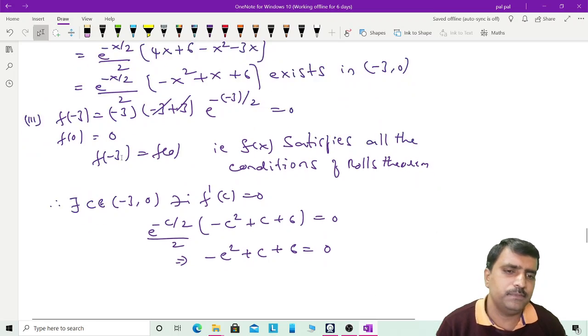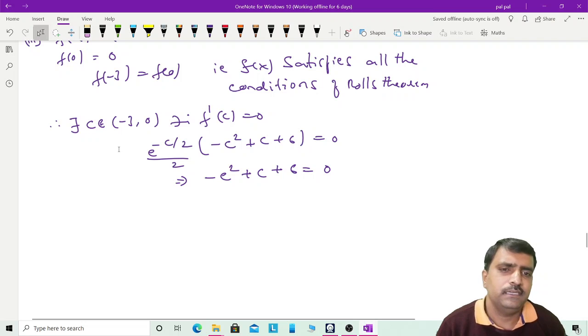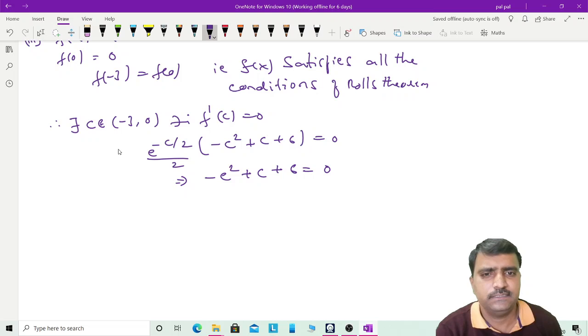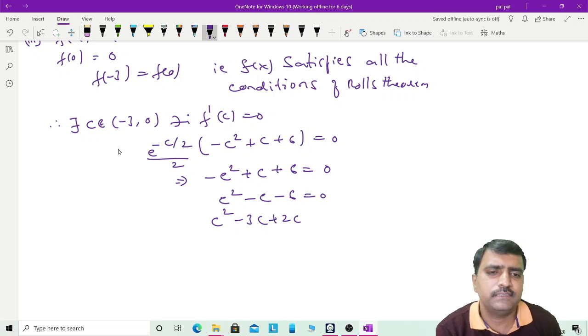And if possible, you find the value of C here. If it is possible to factorize this, you factorize and check the value. So once again we can write this as C square minus C minus 6 is equal to 0. Can we factorize it? So minus 3C plus 2C you can write. 3 times 2 is 6, okay. C square minus 3C plus 2C minus 6 is equal to 0.